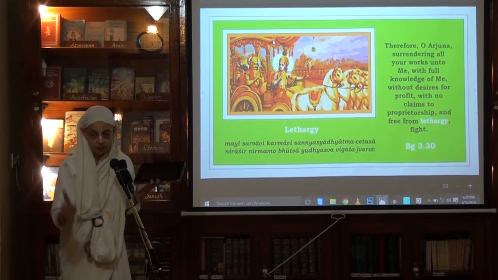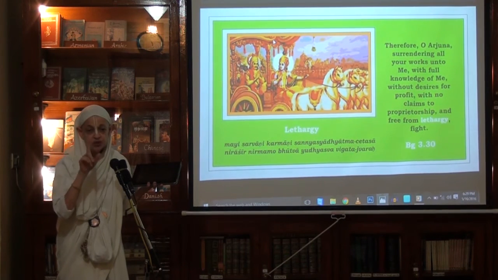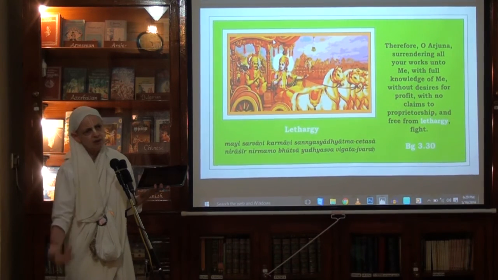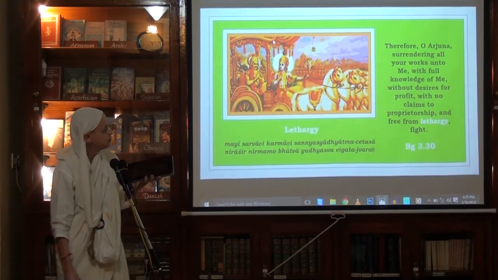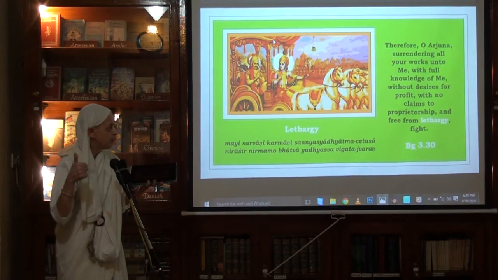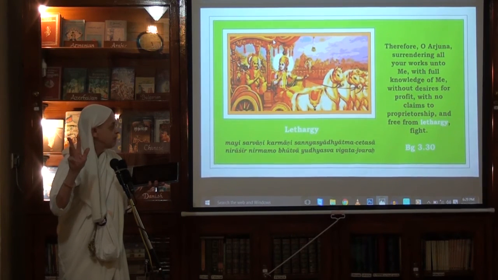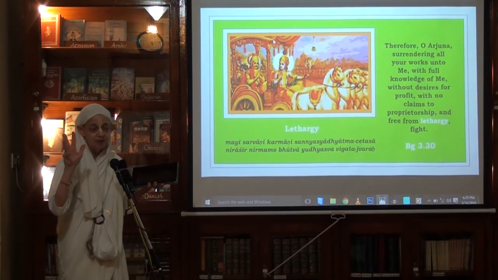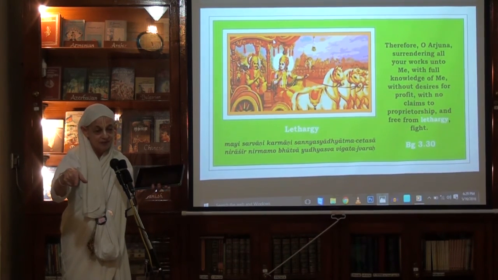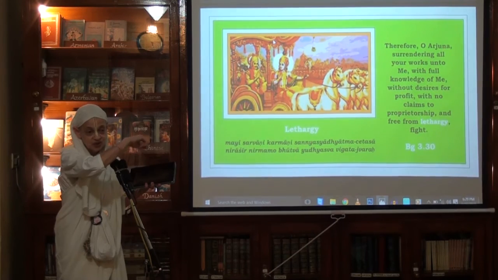Okay, there's 3:30. Oh, this is an important one. Remember, there are about 5 points in this sloka. 5 points. Remember, we're teaching you to look, not just get it. Lethargy. Do you know what that means? Yeah, lazy. Inactive. Therefore, Arjuna, surrendering all your works unto me. That's number 1. With full knowledge of number 2. Without desires for number 3. Number 4. With no claim to proprietorship. Next. And free from number 6. Do what? That's it. That's everything. So if you want to be Krishna conscious, that's your formula.